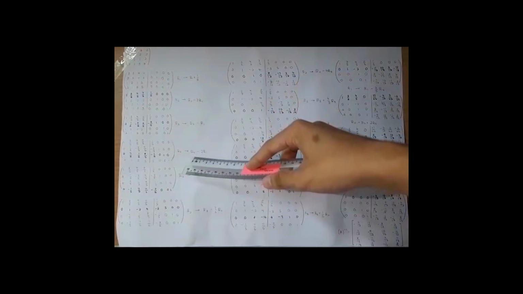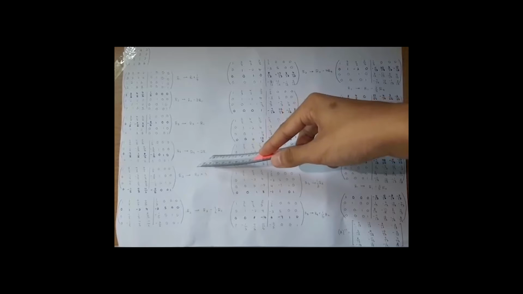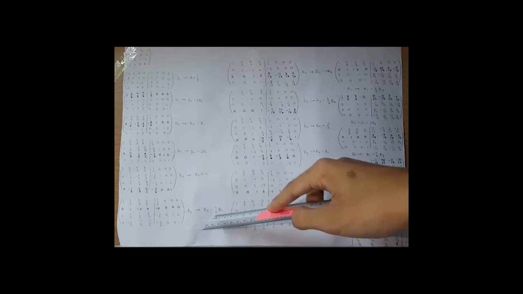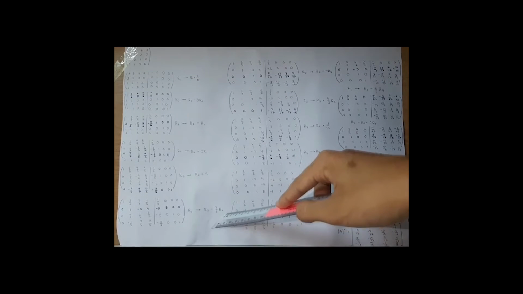The fourth step is row number 4 is minus 2 times row 1, and then we get this. The fifth step is row number 2 is multiplied by 5, and then we get this. Sixth step, row number 3 is minus 7/5 row 2, and then we get this answer. The next step, row number 4 is added with 1/5 row 2, and then we get this.